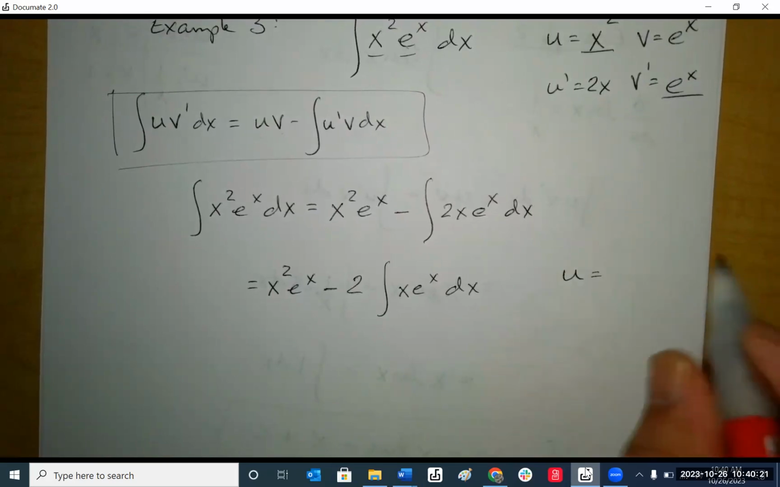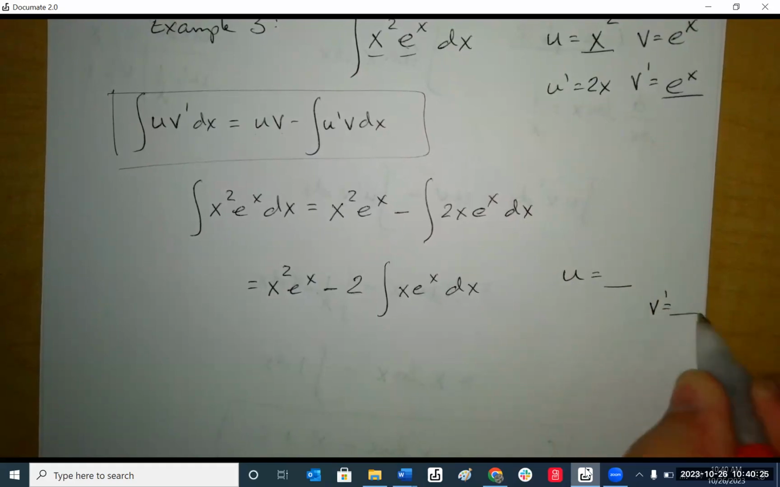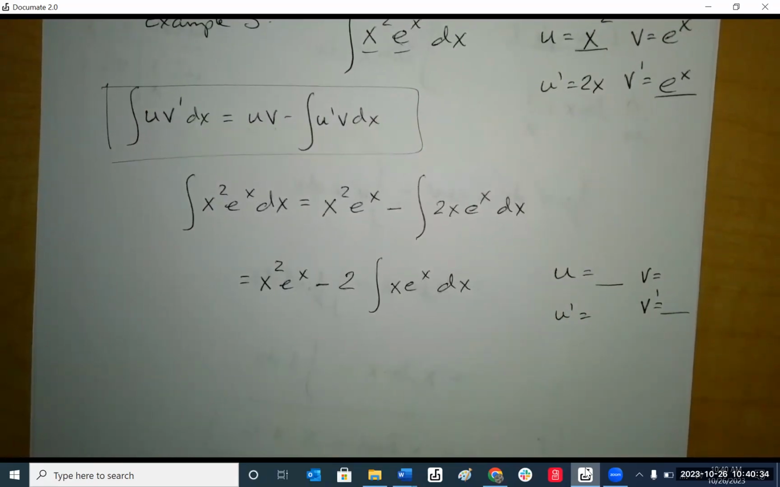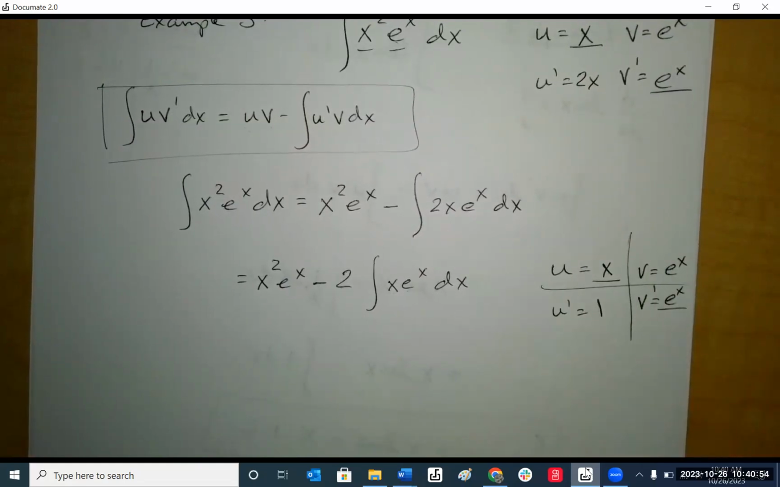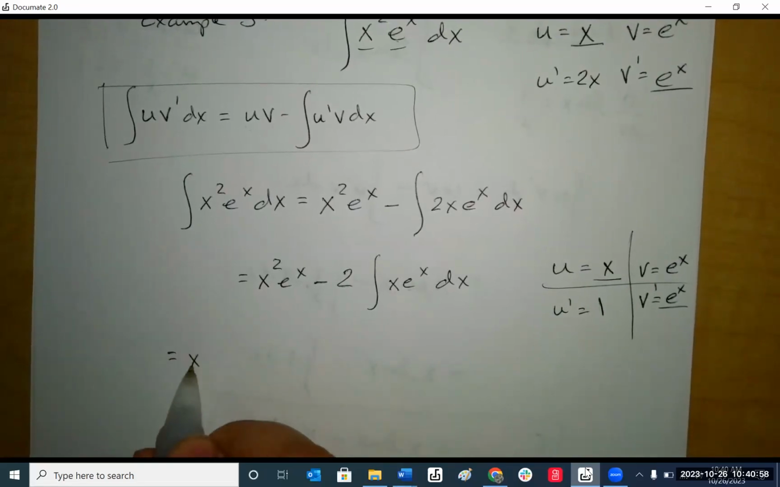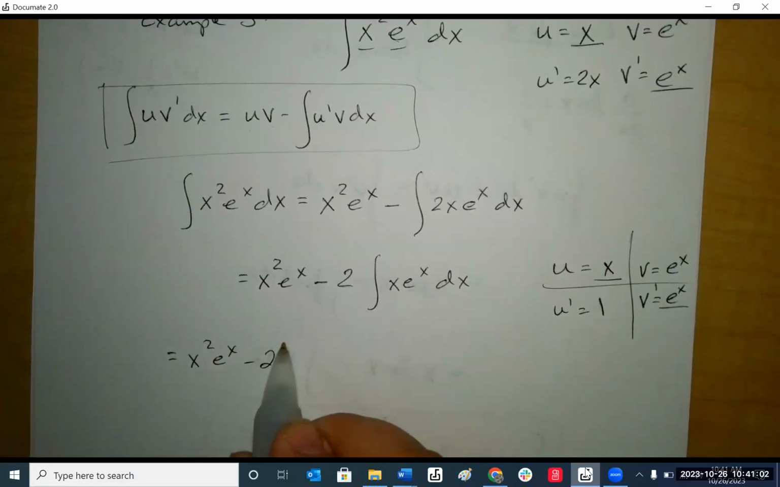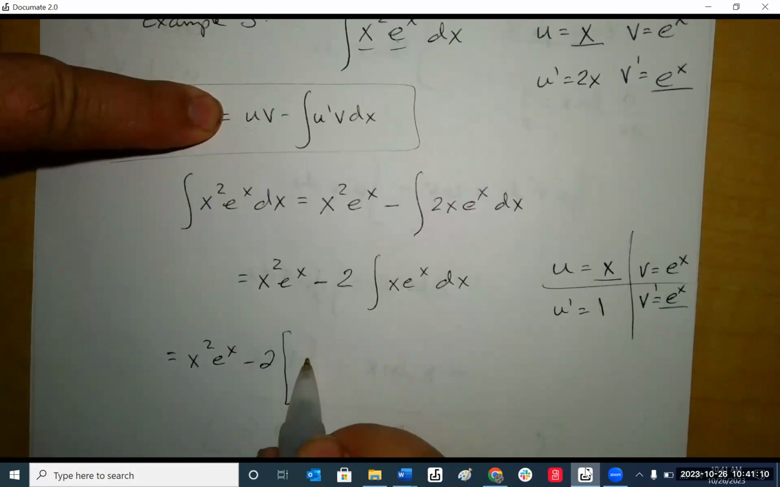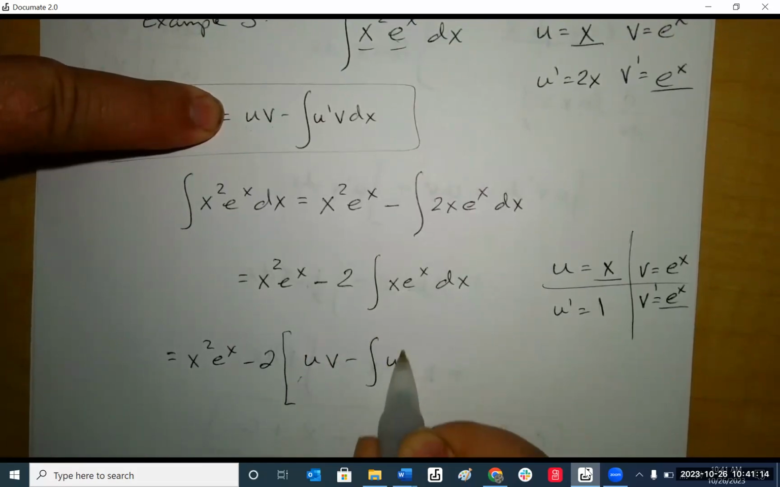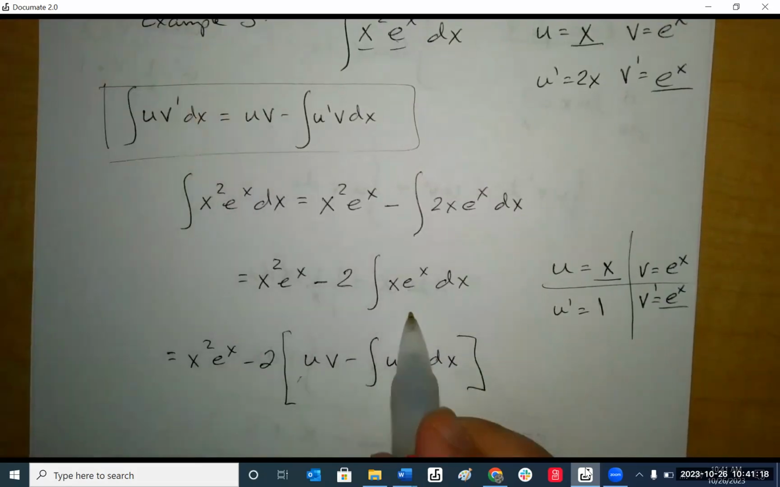So we have to figure out what our u is and what our v prime is. Again, x is the easiest one to take the derivative of because it'll be finite, and e to the x we can integrate infinitely. So the derivative of x is 1, and the integral of e to the x is e to the x. So here we have our 4 pieces. Now we have to do this again.